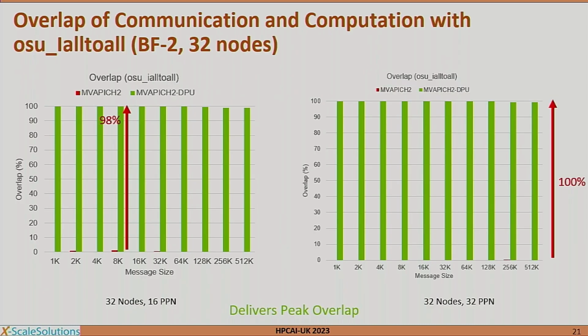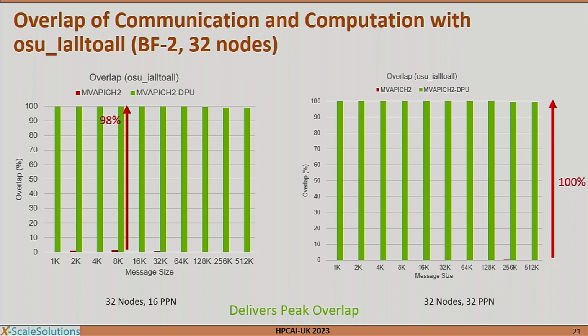So starting with, let's say, non-blocking all-to-all, that is the most dense collective. And if you see, this is a Bluefield 2 on 32 nodes, showing how much overlap we can achieve in this operation. And those of you who are familiar, we have a lot of OSU micro benchmarks.